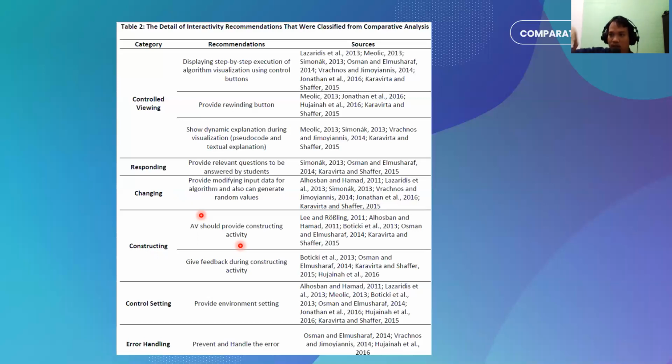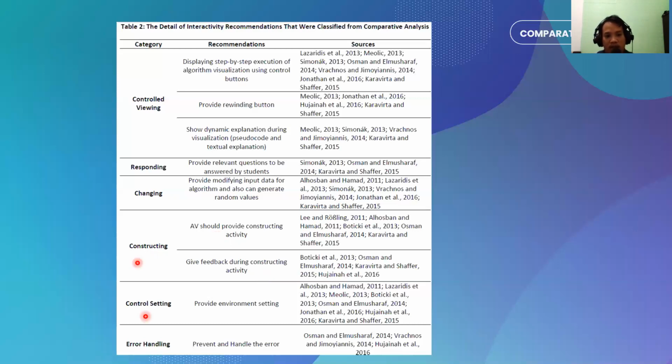So we put this here, we swap this here, we swap this here, and then it's related to the next recommendation, which is that the system should be able to give feedback during the constructing activity. During the swapping or sorting or whatever we are doing, the system will give feedback. If it is wrong, it will give a clue. If it is wrong again, it will give a warning. If it is correct, it will give a compliment or something. Now the next category is about control settings.